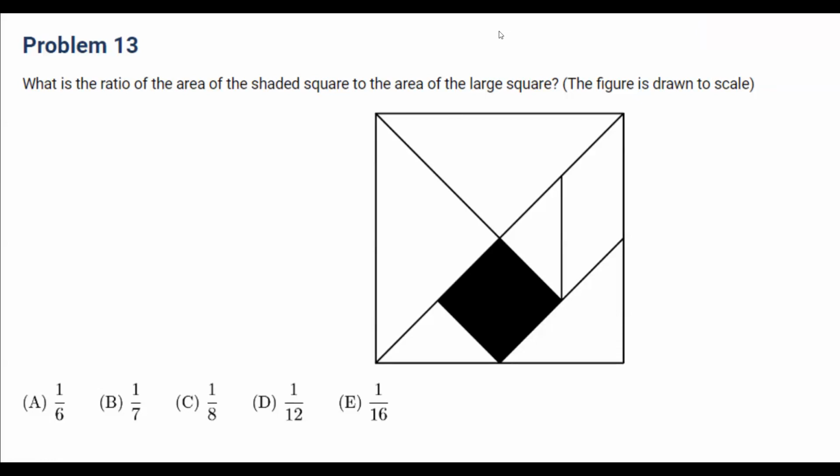Well, we can calculate that this shaded square is exactly the same area as the bottom right corner. And if there's 1, 2, 3, 4, 5, 6 of them, it would be six of those triangles, and one of them shaded.